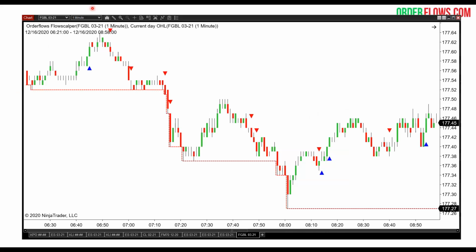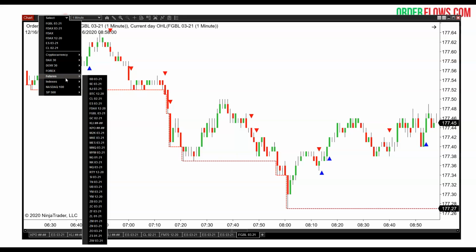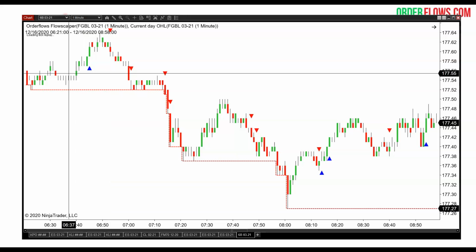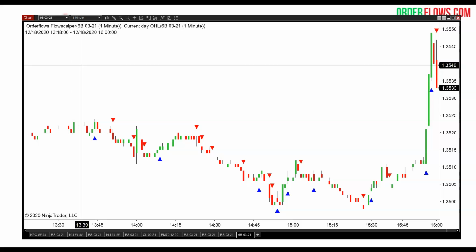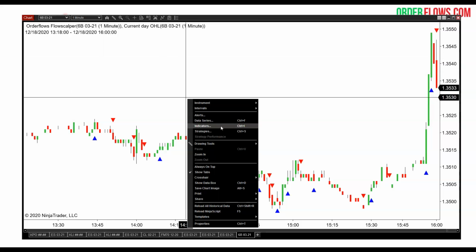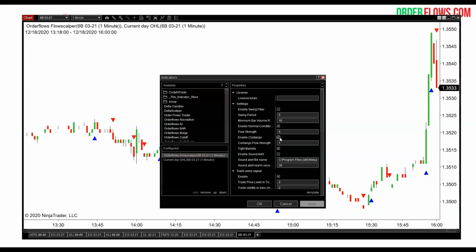where's my charts here? Let's pull up British pound since that's at the top of the list. So we'll start with settings. Okay, so I'll turn off contango. And I'll just leave the swing filter disabled. Okay, so it's not enabled, so it's showing anytime the flow strength is appearing at 5.